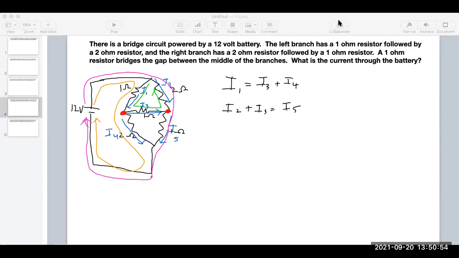For the inner loop, starting at the battery, just have 12 volts. And then we move through our 1 ohm resistor, where our current direction is the same as the direction we're traveling with our loop, downwards and to the left. So we get minus 1 ohm I1. And then we have a voltage drop as we go through this 2 ohm resistor. So minus IR will be minus 2 ohms I4, and that gets us back to the start.